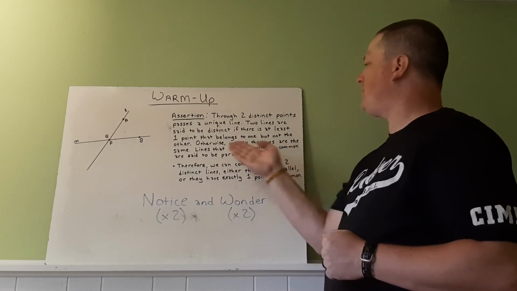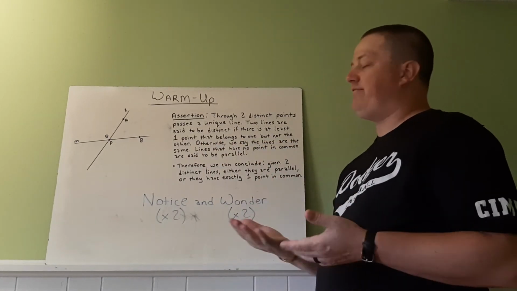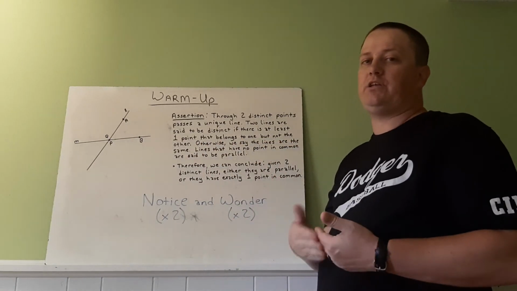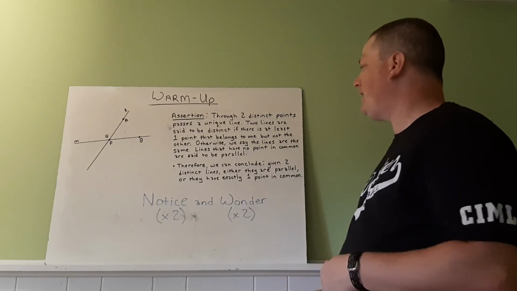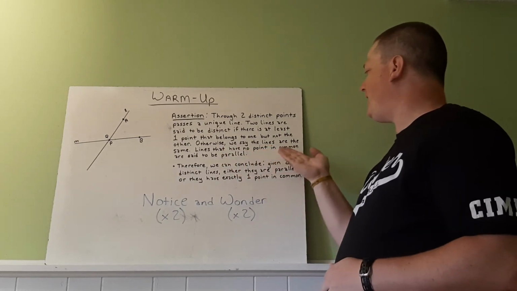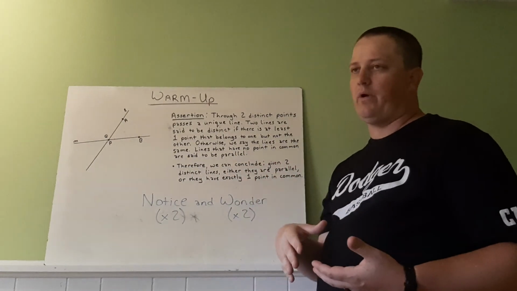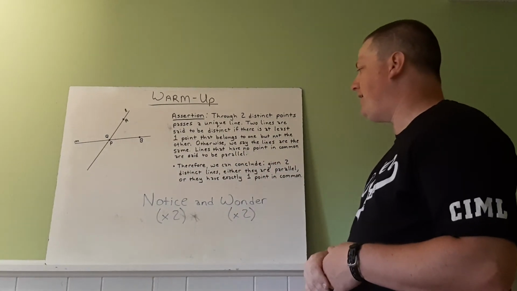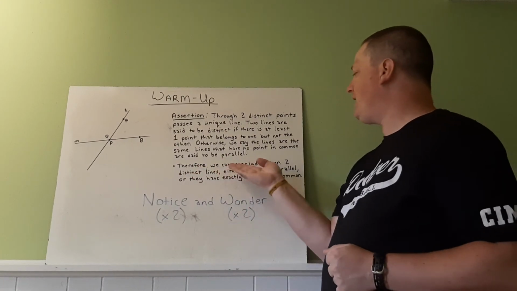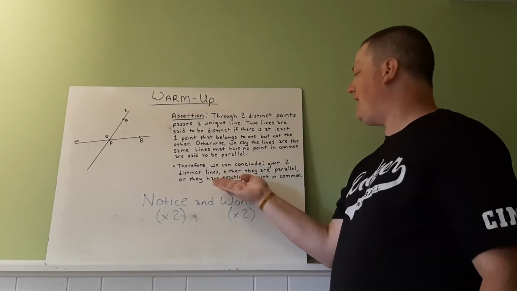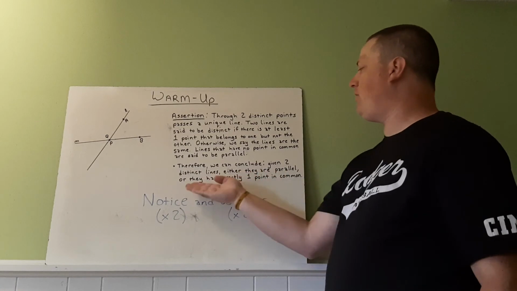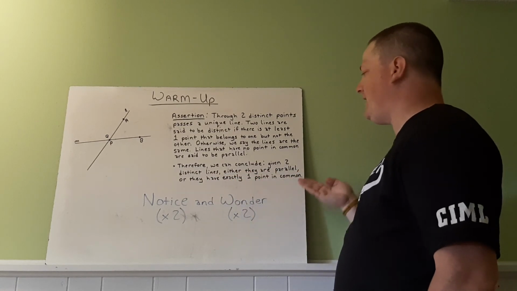Otherwise, we say the lines are the same. If they share more than one point, they would actually be the same line. Lines that have no point in common are said to be parallel. So if they don't share any points, then they're considered to be parallel. Therefore, we can conclude, given two distinct lines, either they are parallel or they have exactly 1 point in common.